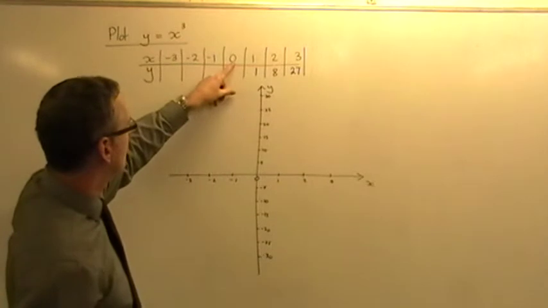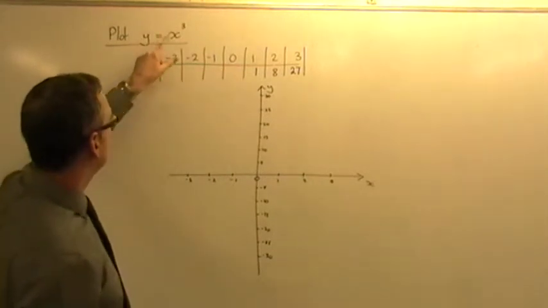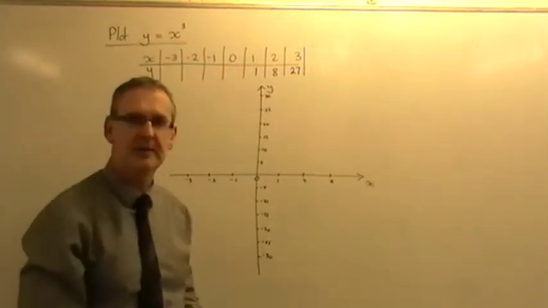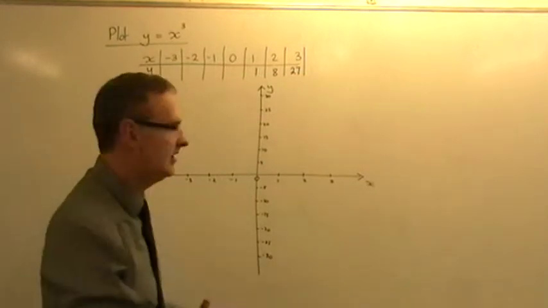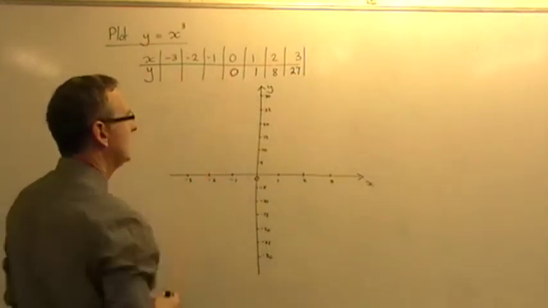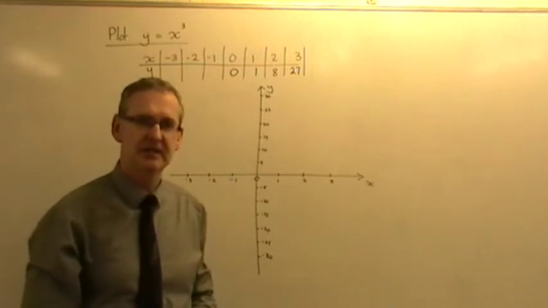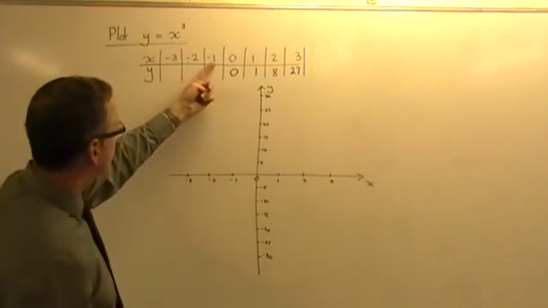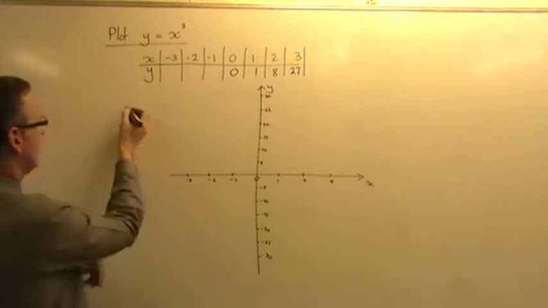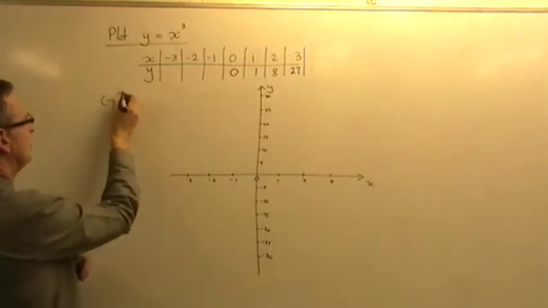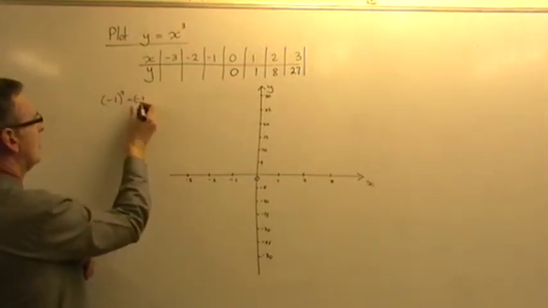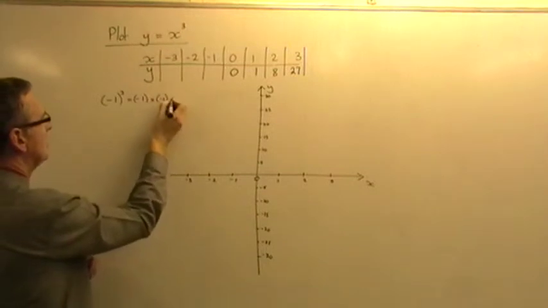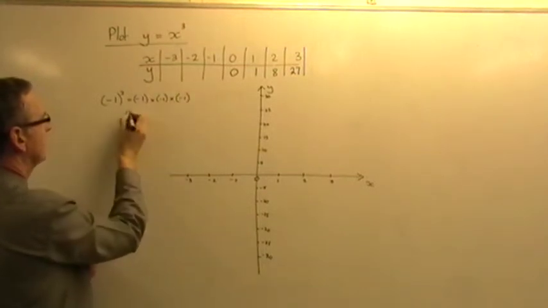Next, if x is 0, y will be nothing cubed. 0 times 0 times 0. Well, that's easy. It's 0. Now be careful when you come on to the negatives. Let me try minus 1 cubed. I'll do this at the side. Minus 1 cubed. It's the same as minus 1 times minus 1 times minus 1.